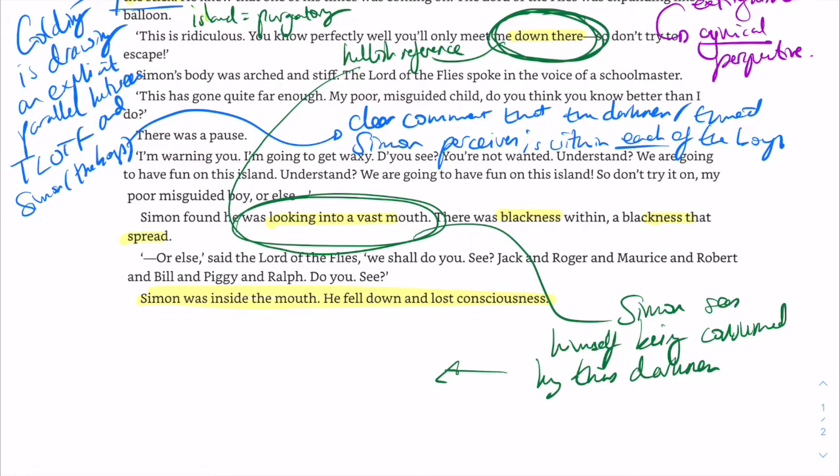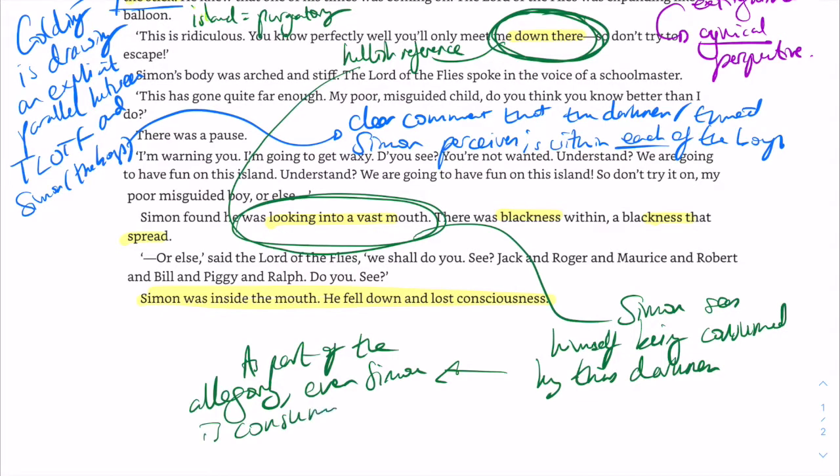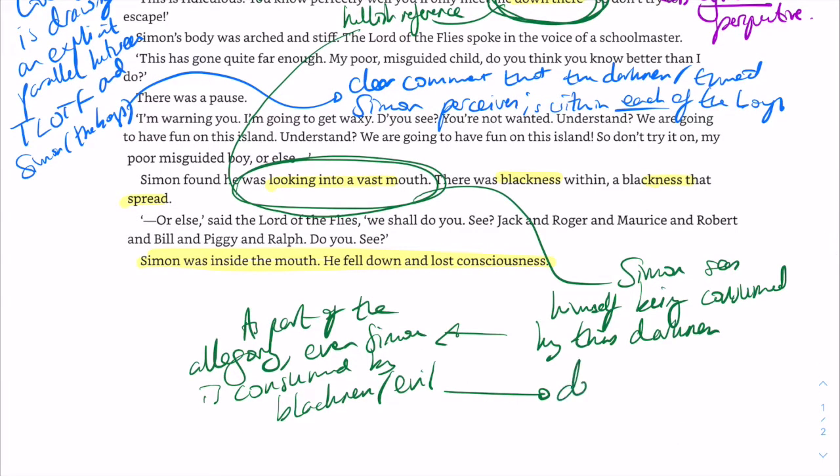And the fact that it's vast, it does seem to suggest its enormity, the enormity of this darkness, the enormity of this evil that cannot be escaped, that can't be put to one side. And it's certainly, as part of this allegory, we see that even Simon is being consumed by this blackness. Even Simon, who is this perceptive figure, who doesn't engage in the brutality of the savagery, even he is being consumed by this blackness and evil. And that we as humans, our descent to evil is inevitable and unavoidable. And we are all consumed by it, consumed by the consequences of it, or through engaging in those brutal, harsh and evil acts ourselves.